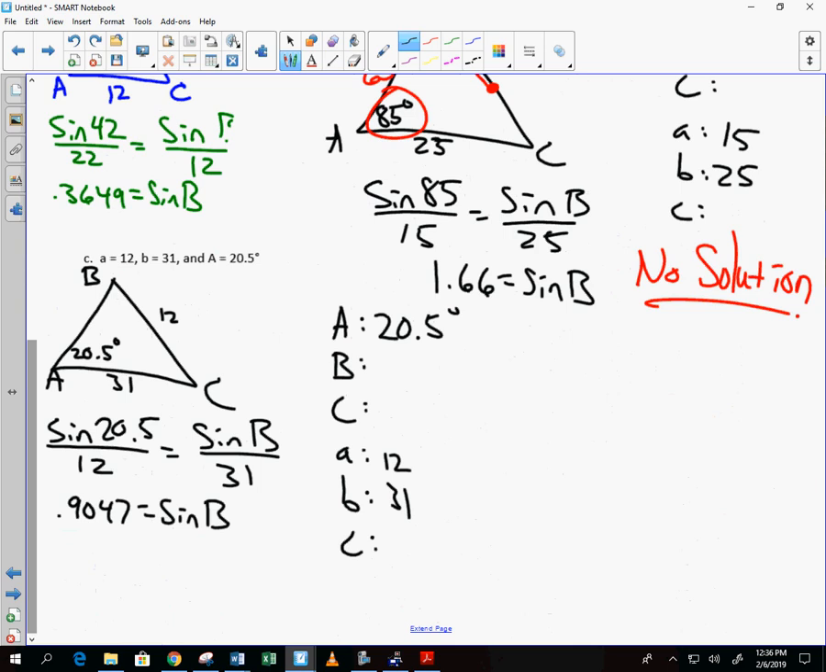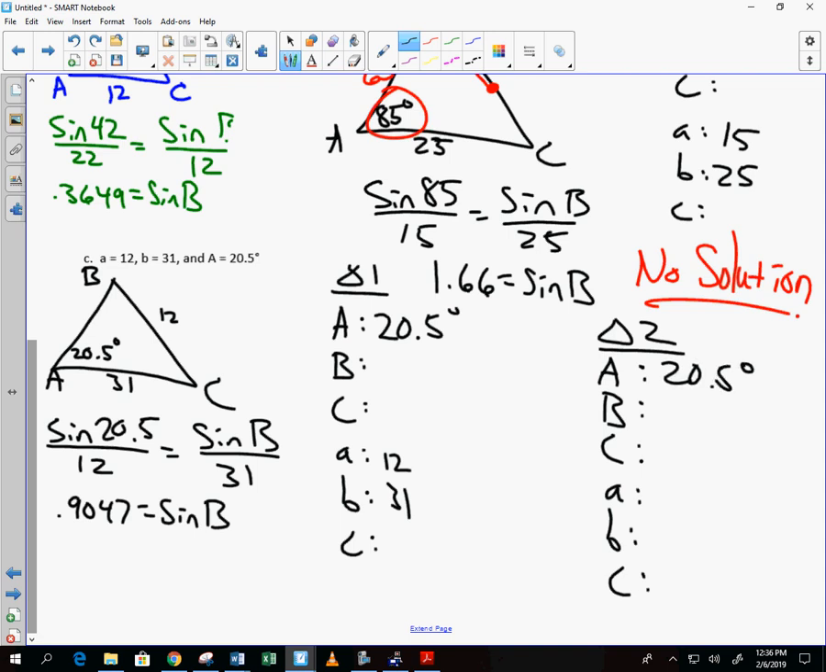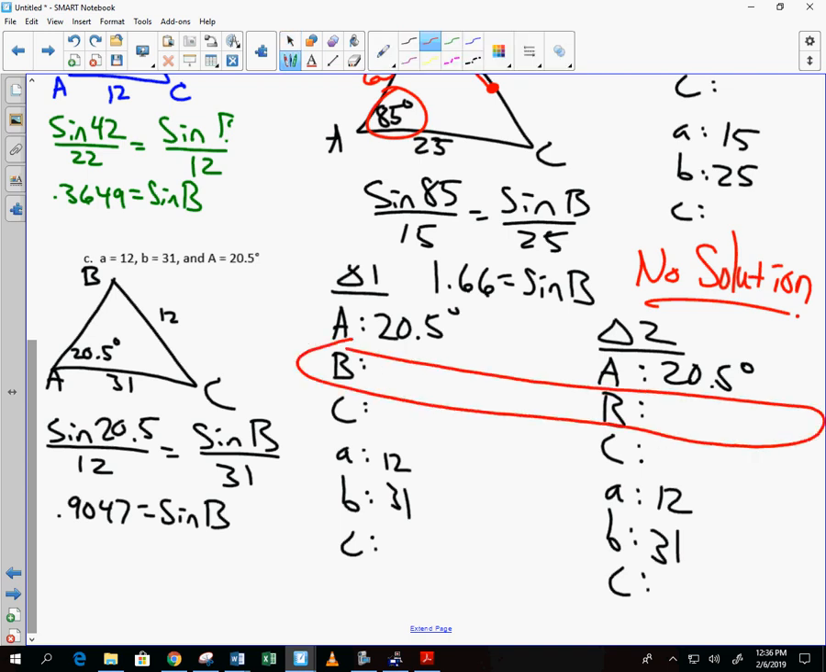I've got one right here called triangle 1. Got another one here called triangle 2. So we got A, B, and C. A, B, and C. The 20.5 stays the same. That was given. The 12 stays the same. That was given. And the 31 stays the same. But right now, what angle am I solving for? B. This is what ties the two together.